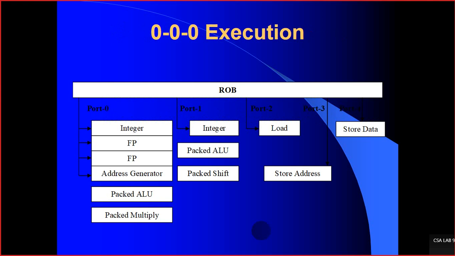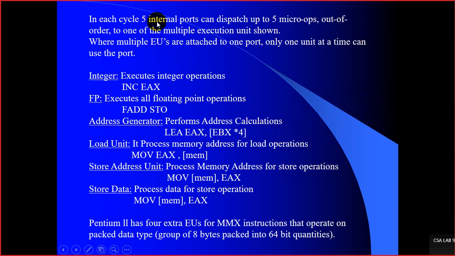So this is a basic diagram of the out of order execution unit for the Pentium processor. This is the reorder buffer, and look at over here. It has 5 ports in this case: port 0, port 1, port 2, port 3, port 4. At each port there are multiple execution units connected. Okay. So in each cycle, the 5 internal ports can dispatch up to 5 micro-ops out of order to one of the multiple execution units shown. While multiple execution units are attached to one port, only one unit at a time can use the port.